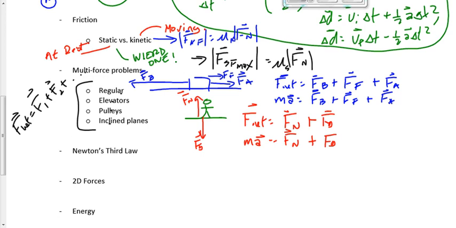By the way, if I ever ask you in one of these questions for apparent weight, how heavy something feels, what are we really solving for there? FN, yeah, FN. Pulleys.